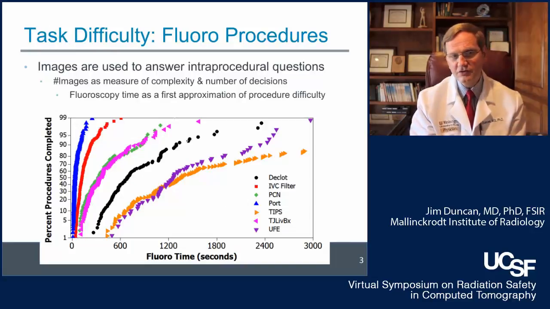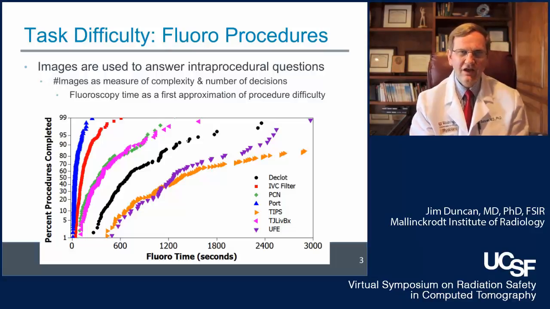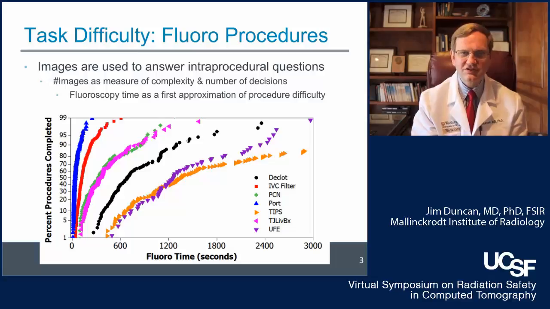So task difficulty. When we're doing fluoroscopic procedures, the images themselves are used to answer questions that arise during the procedure. And so the number of images and the information embedded in those images is a measure of the complexity and the number of decisions that occur during that procedure. And so while fluoroscopy time is not a good metric for measuring radiation safety, I tend to think that it has substantial utility as a first approximation of procedure difficulty.